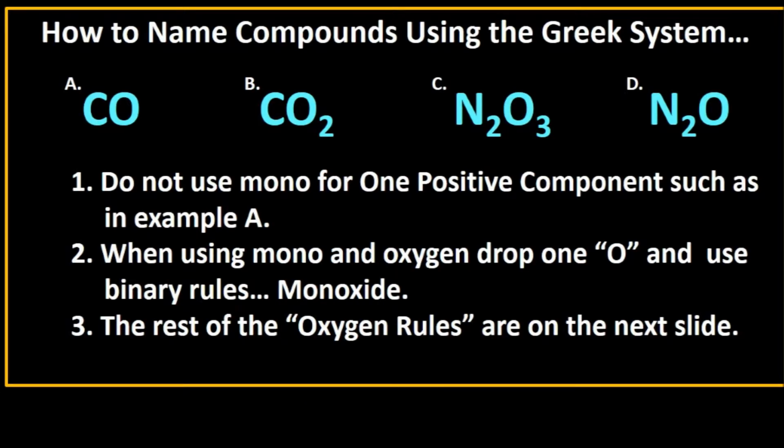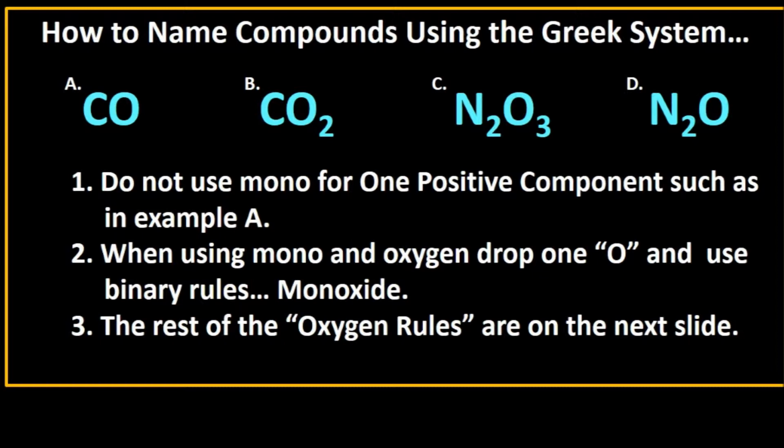A, B, C, D. Do not use mono for the first component, such as in example A. When using mono with oxygen, drop one of the O's and use binary rules. Instead of monooxide, it's monoxide. The rest of the oxygen rules are on the next slide.